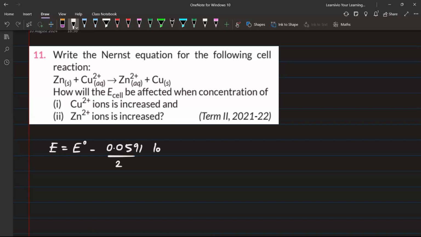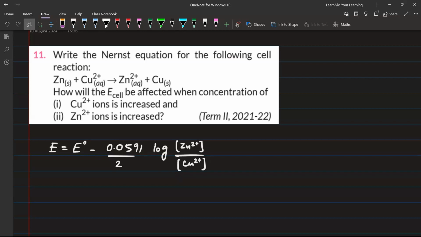2, because the number of electrons will be 2, है ना, charge into number of moles, like 1 copper, and the change in oxidation state is 2. So for that, it is going to be 2 log of the concentration of Zn2 positive, because it is in the product, divided by the concentration of copper 2 positive.